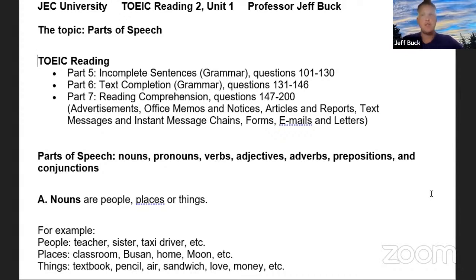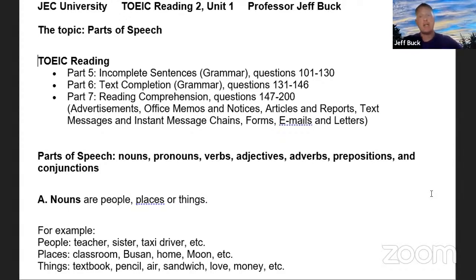This is my first TOEIC live lesson, and this is going to be TOEIC Reading 2, Unit 1. At my university, I teach TOEIC Reading 1. This is 1. And TOEIC Reading 2. I'm not actually using these books for these live lessons.